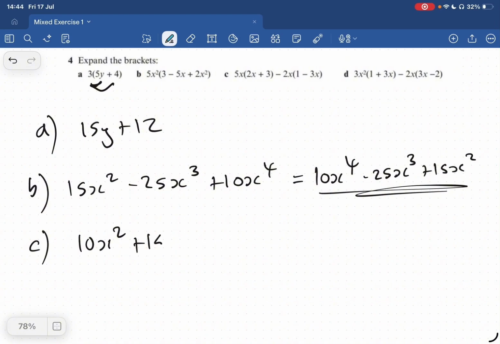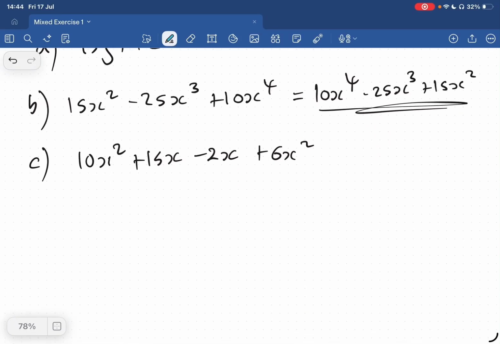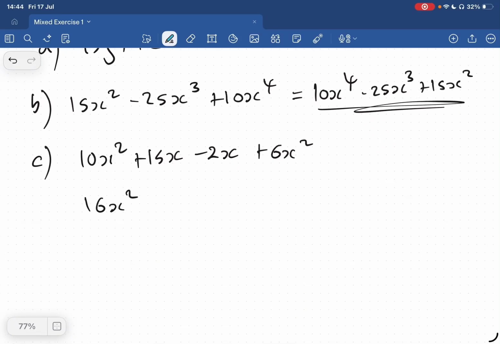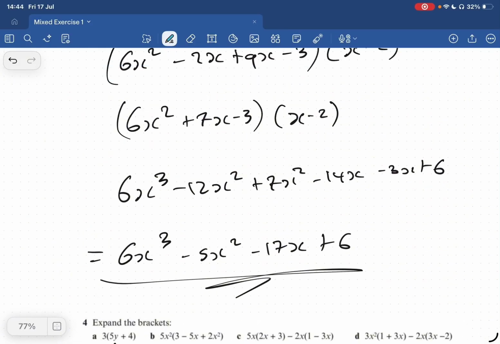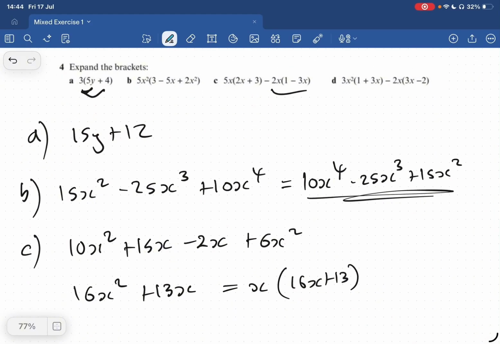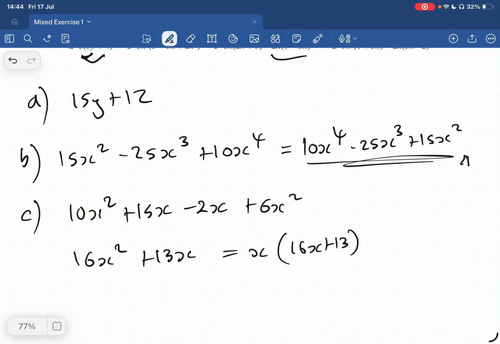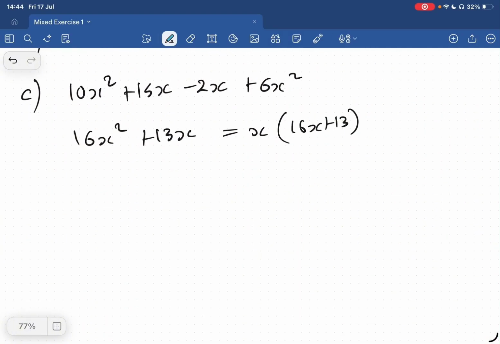10x squared plus 15x, take away 2x, and be careful here with the negatives. Okay, so plus 6x squared. Collect like terms, 16x squared plus 13x. Okay, and as simple as possible. Okay, we can factor back down. Sorry, it didn't say, it just said expand. But here we'd factor out this x squared. Here we'd also factor out the x step as simple as possible. But they just want us to expand, so we leave it like that. Sorry, 13x. Yeah, this is our final answer.